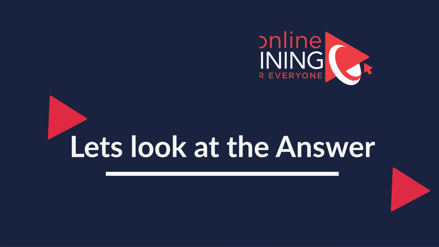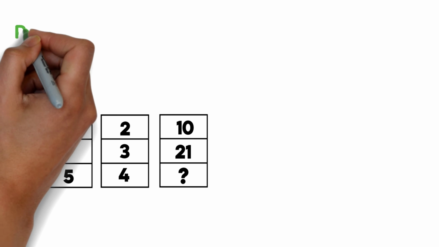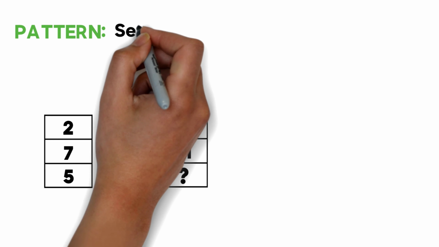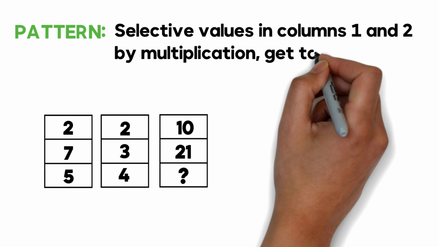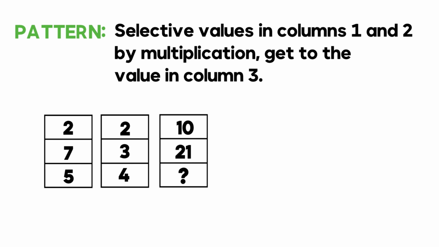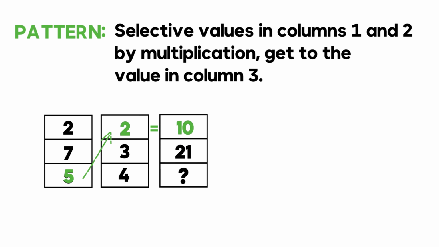Let's continue to see how we can get to the correct solution together. The most important skill to solve these types of problems is pattern recognition. To recognize the pattern, you need to look closely into each column. Selective values in columns 1 and 2, by multiplication, get to the value in column 3, and this is our pattern. Let's take a closer look at the values that are already present. If we multiply 5 by 2, we get to the value of 10.